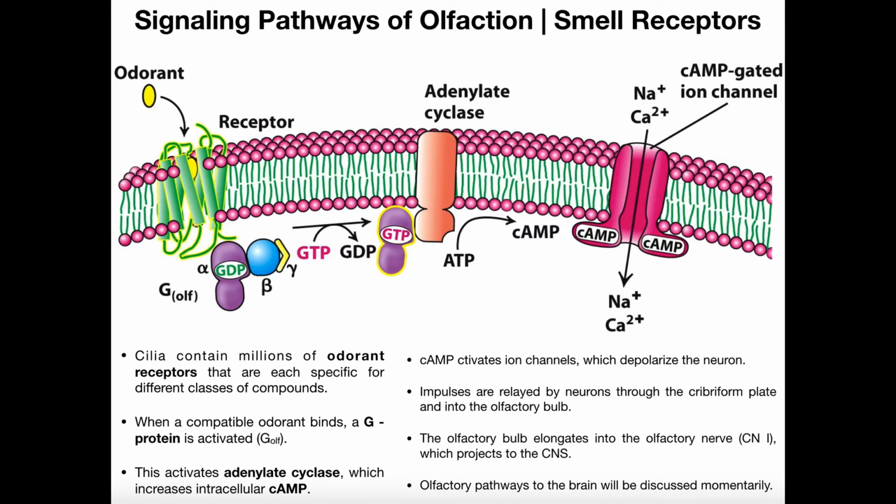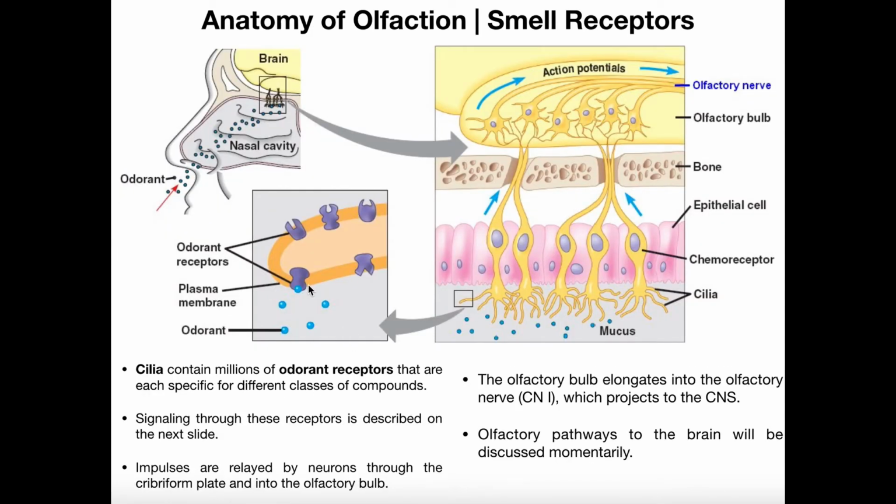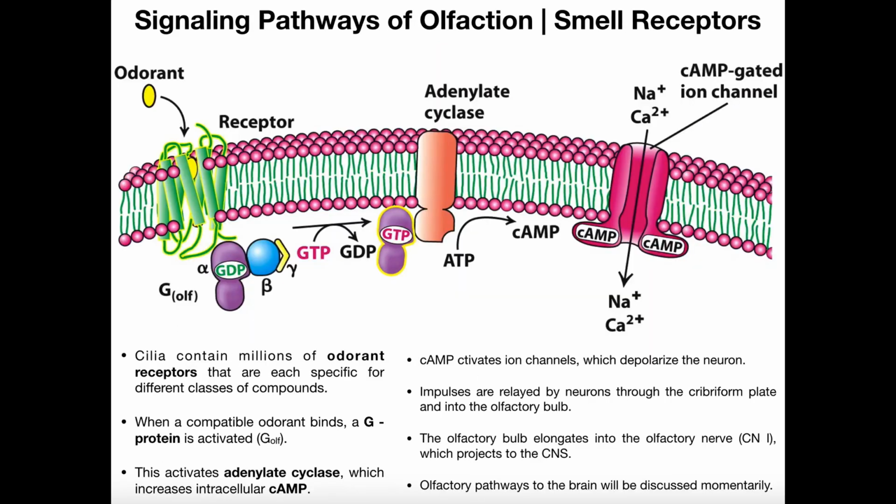So in other words, whenever these odorants bind to particular receptors on the cilia of these chemoreceptors, that will cause overall the chemoreceptor to become activated, and it will start firing nerve impulses toward the mitral cells, which are located in the olfactory bulb. Okay, so hopefully that makes sense. Hopefully the signaling makes sense.